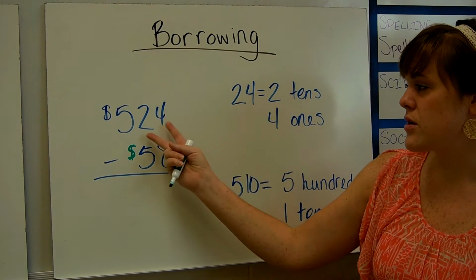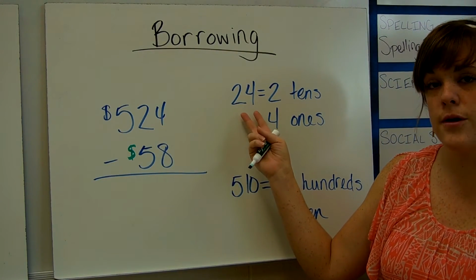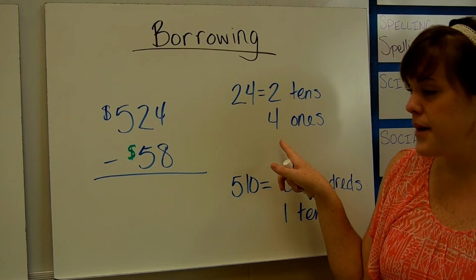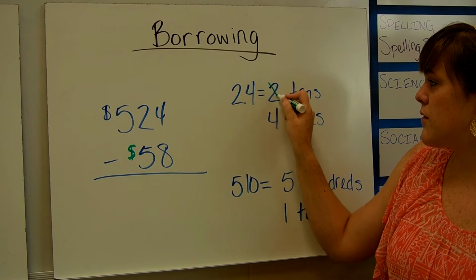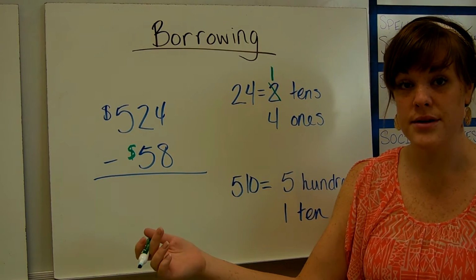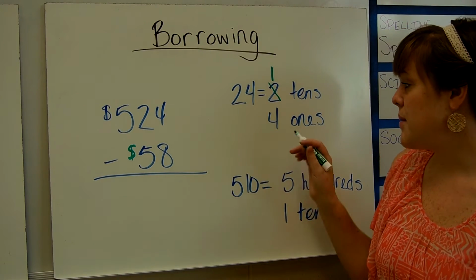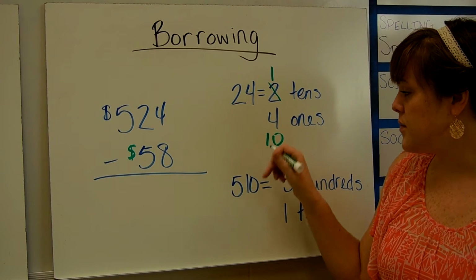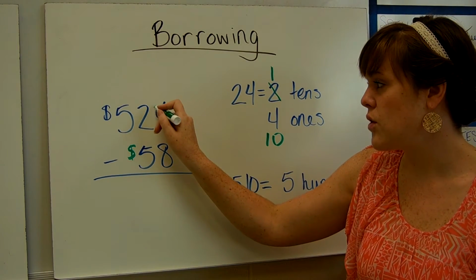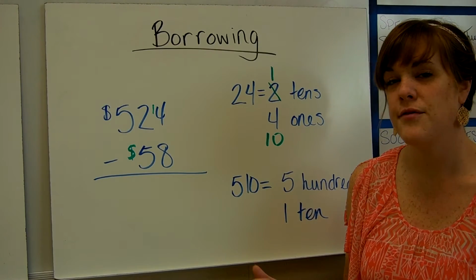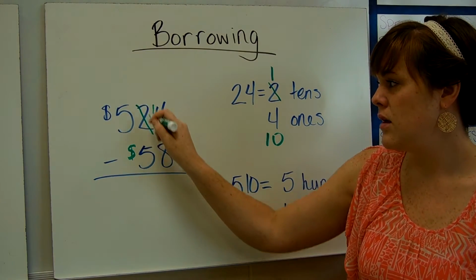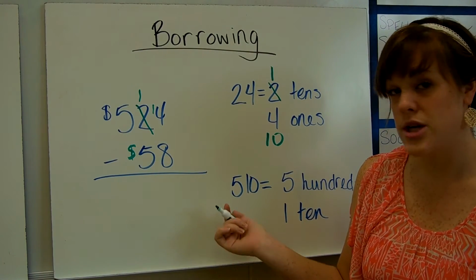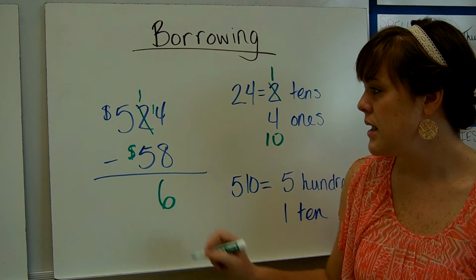So what we need to do is look at our 2 and our 4 here. 24 is really 2 10s and 4 1s. Okay? What we're going to do is take one of our 10s and take it apart. And if we take apart a 10, that makes 10 more 1s. Okay? 10 plus 4 makes 14 1s total, which is why we put that little 1 there, because now I have 14 1s and only one 10. So now I do 14 minus 8, which I can do, that is 6.